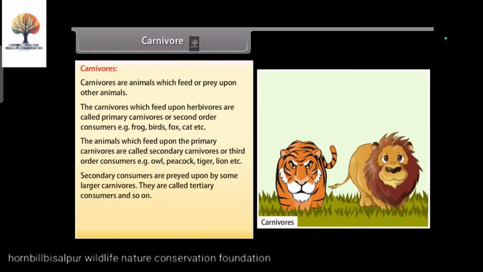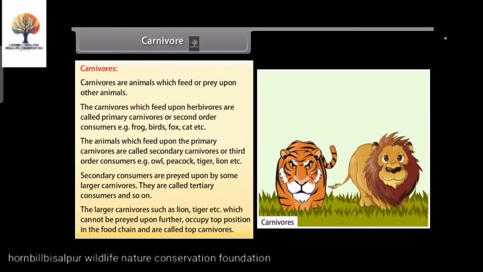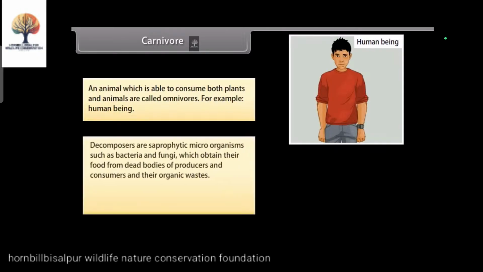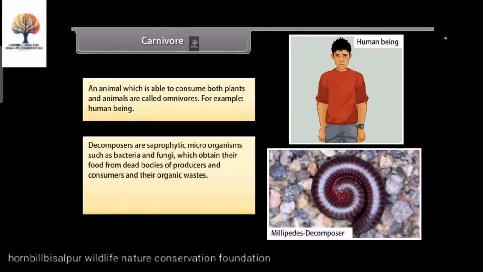Secondary consumers are preyed upon by some larger carnivores. They are called tertiary consumers and so on. The larger carnivores such as lion, tiger, etc., which cannot be preyed upon further, occupy top position in the food chain and are called top carnivores. An animal which is able to consume both plants and animals are called omnivores. For example, human being.